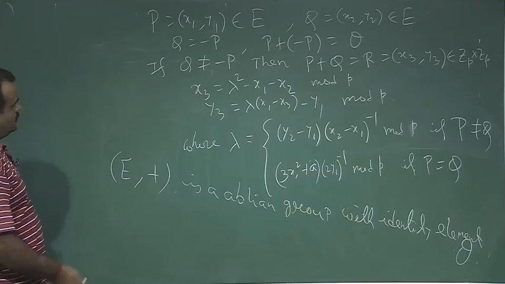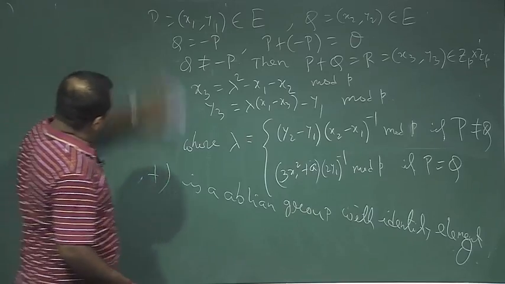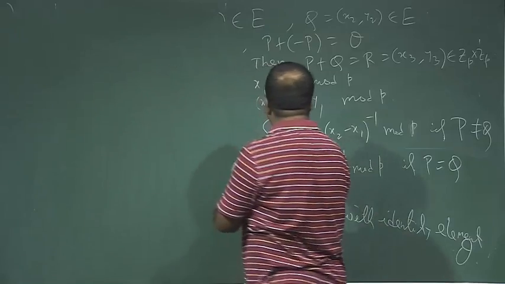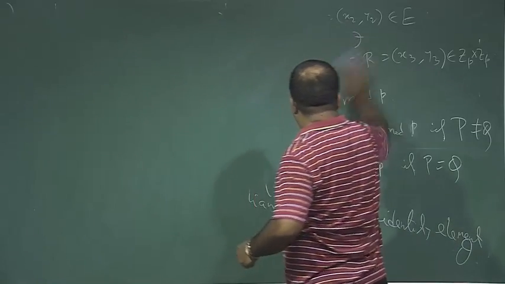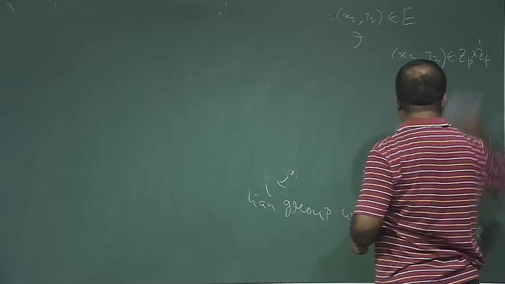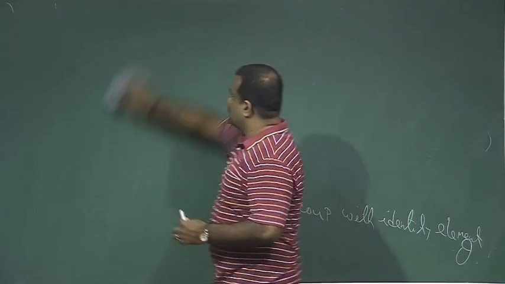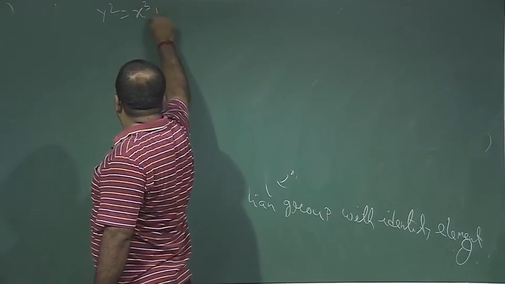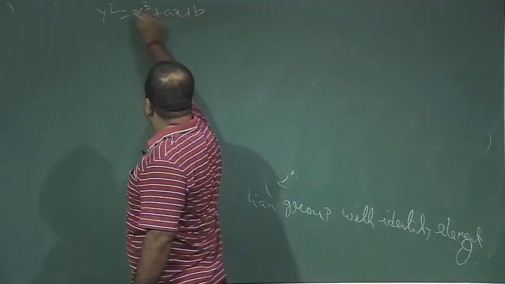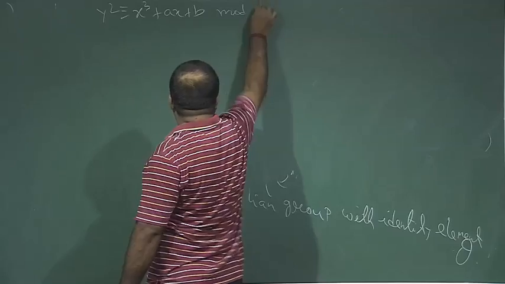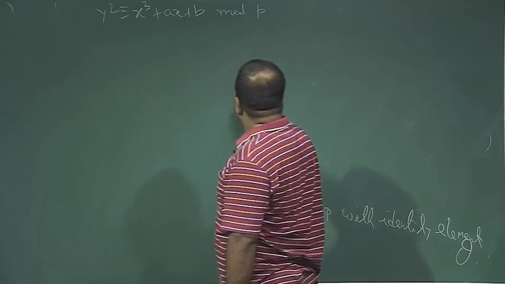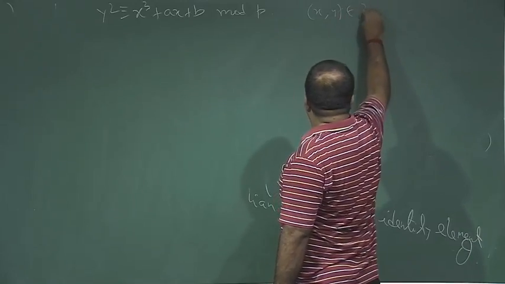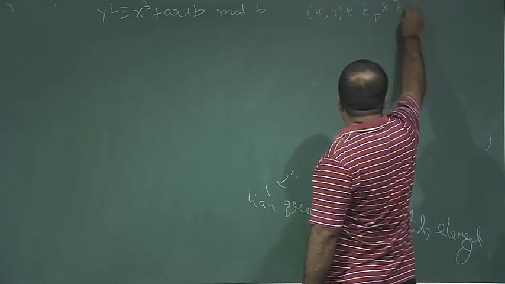So, that is the next step we will do. So, how to find the points on the elliptic curve? Suppose we have this elliptic curve y² equal to x³ plus ax plus b mod p. So, these x, y are coming from Zp. So, x is coming from Zp, y is coming from Zp.